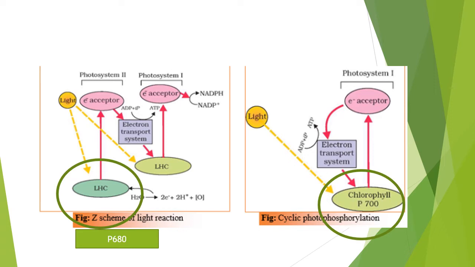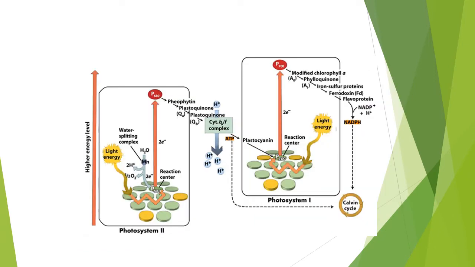Let me clarify, both the things are important, cyclic and non-cyclic. Especially the non-cyclic one, we get more, and it is most important, because only here the photolysis of water is done. So oxygen, which is the important byproduct of photosynthesis, we get from here only, from the non-cyclic one. And from here only we get NADPH also, important to reduce the CO2. This is the beta diagram.